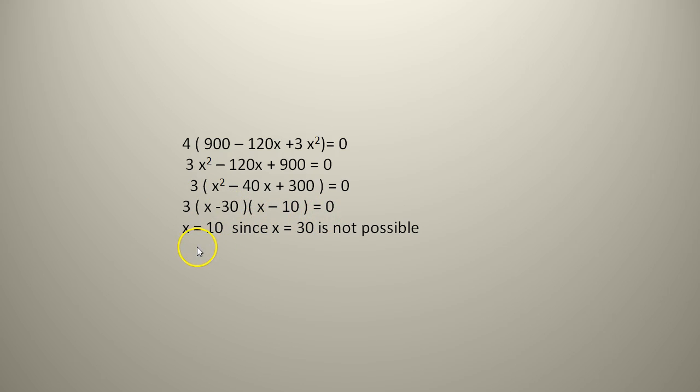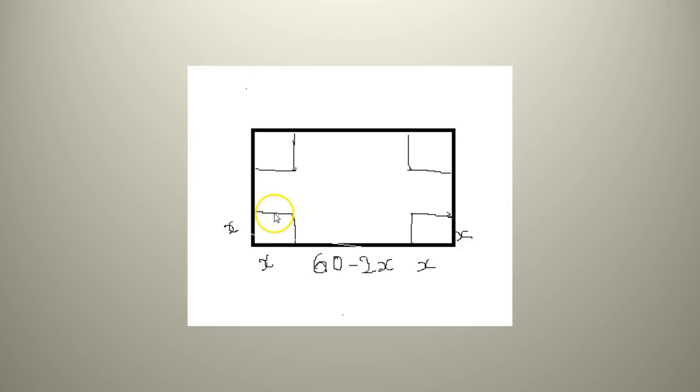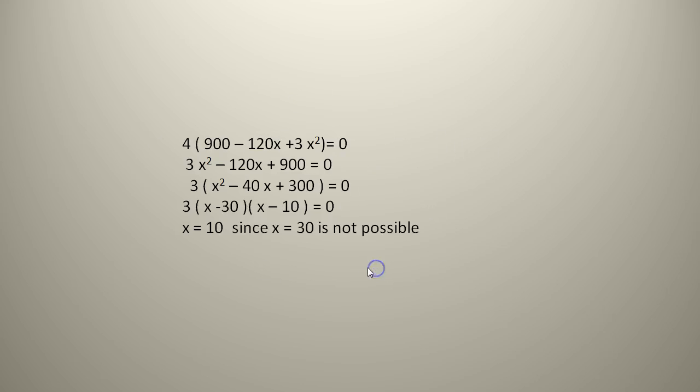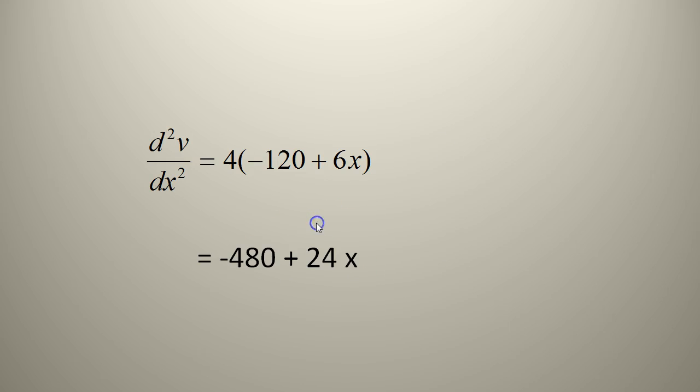So there are two possibilities, either x is 10 or x is 30. Now if x is 30, you cannot cut out 30 from both sides of the side 60. So x equal to 30 is not possible. Now calculate d2v by dx squared, the second order derivative.